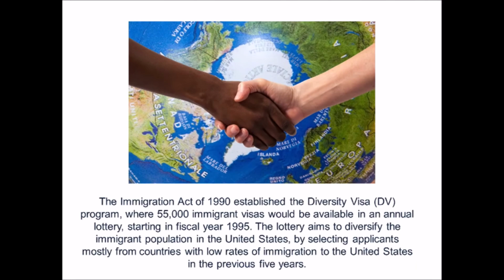The Immigration Act of 1990 established the Diversity Visa, or DV program, where 55,000 immigrant visas would be available in an annual lottery, starting in fiscal year 1995. The lottery aims to diversify the immigrant population in the United States by selecting applicants mostly from countries with low rates of immigration to the United States in the previous 5 years.